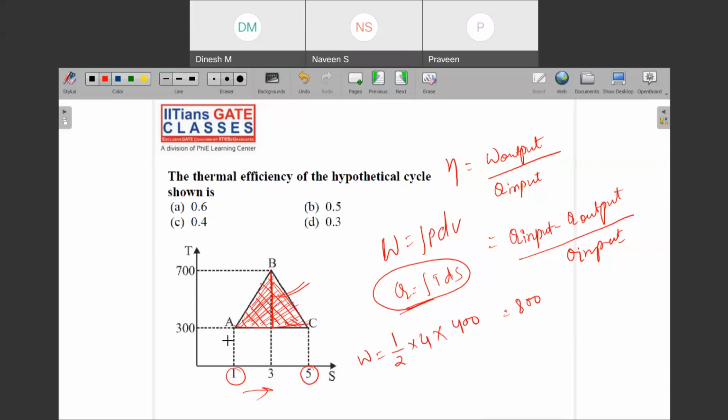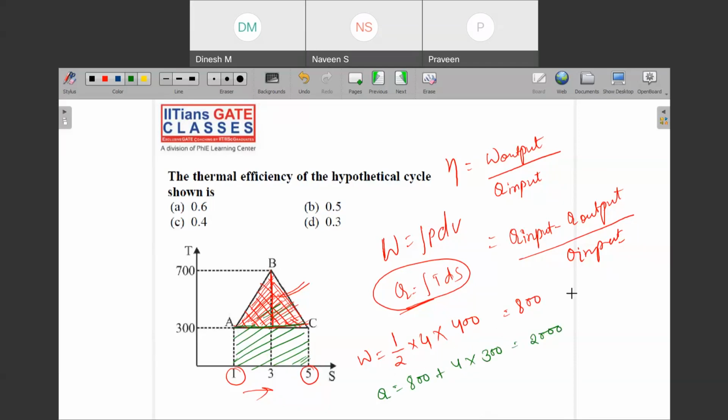And what about the heat interaction? This is the work interaction, but for the cycle we can see that this is the amount of heat which is rejected. So we will have to take care of this Q also. And what is the Q input? It is this area which you counted in work plus this one. I already know this is 800, and this area is 4 into 300, so 4 into 300. This is 2000.